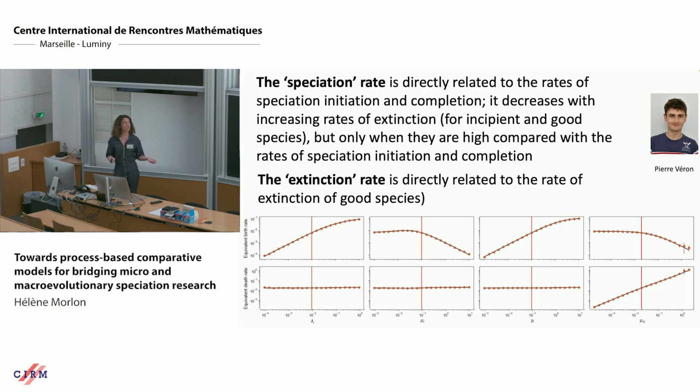Okay, so that's one way that we can start to see how the speciation and extinction rates that we measure at the macro scale from phylogenetic and potentially fossil information might be related to these more specific rates that control initiation, completion, and extinction.